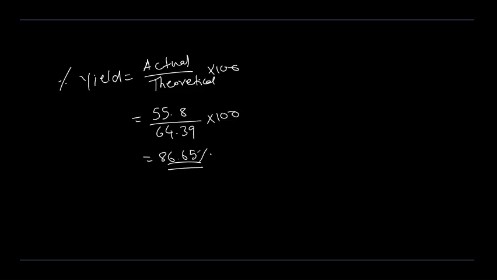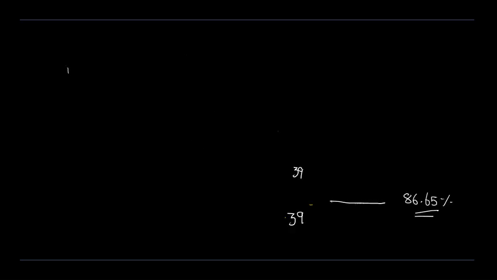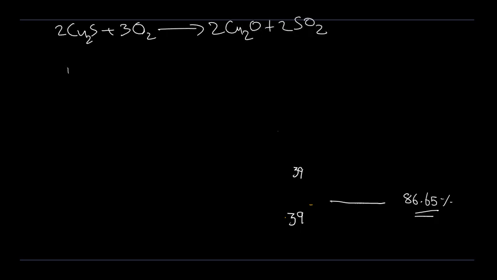Alright, so now we can see the cross multiplication method. So first we can write the equation. So that is 2Cu2S plus 3O2 gives you 2Cu2O plus 2SO2. And then we have 75 grams of copper 1 sulfide, so I will write 75 under Cu2S. And we have 21.5 grams of oxygen, so I will write 21.5 grams under oxygen.